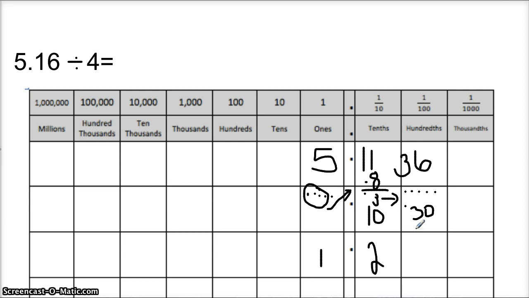This is where my math facts work out really well. So I need to know 4 goes into 36 9 times. Let's check it with a standard algorithm.